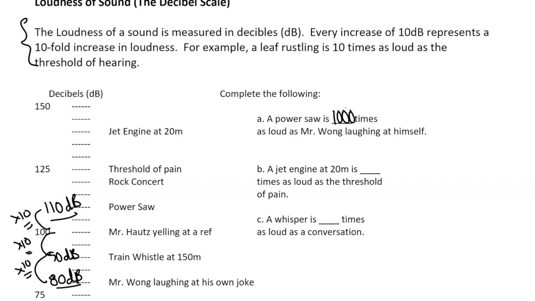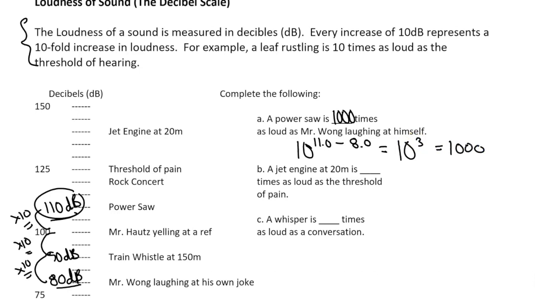How could we calculate something like this using our algebra? Well, if instead of saying 110 decibels, you changed it to 11.0, and you subtracted 8.0, you'd be left with 10 to the power of 3, which is 1,000.